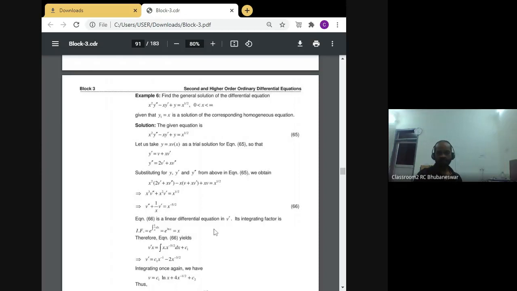Now, as it is a linear differential equation, we have to calculate its integrating factor. The formula is e to the power integral of px dx. So px is the coefficient of v dash here, and the coefficient is 1 by x. So the integrating factor will be e to the power ln x, and as we have another formula, e to the power ln x is equal to x.